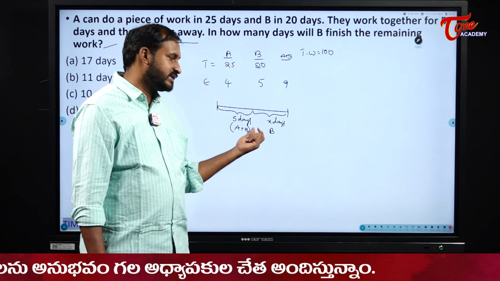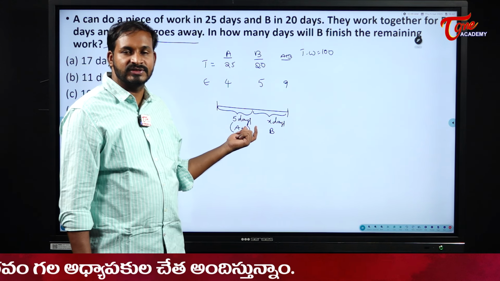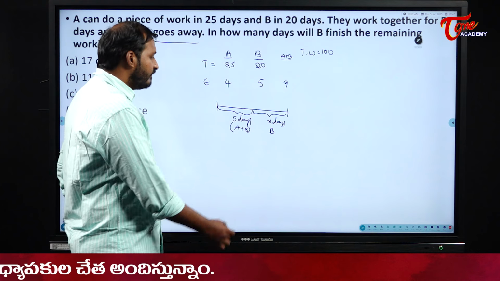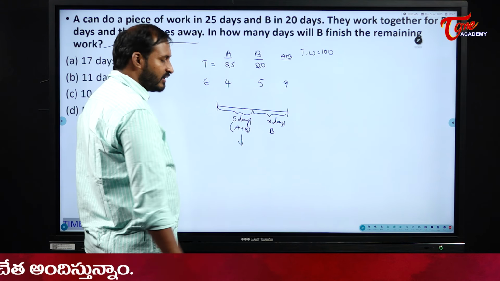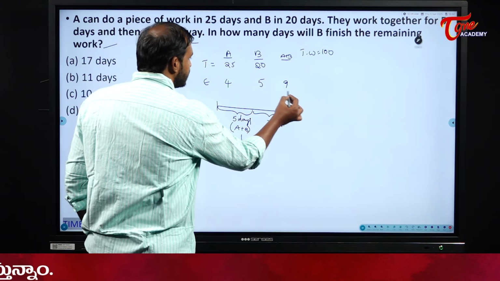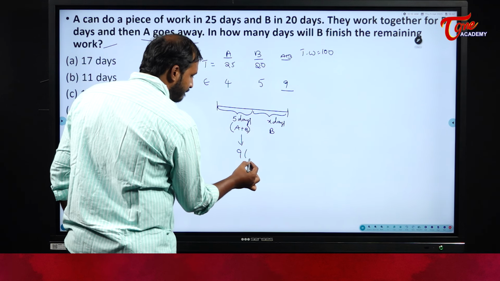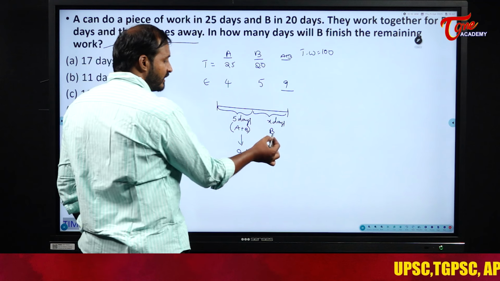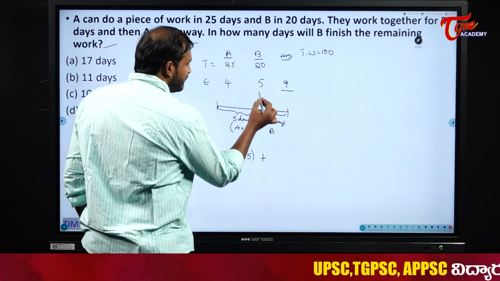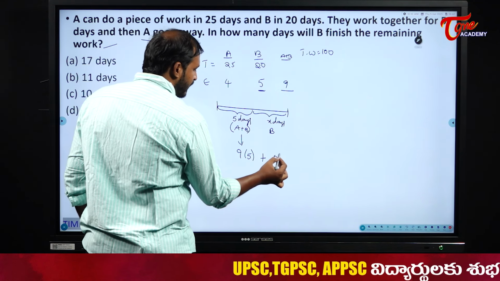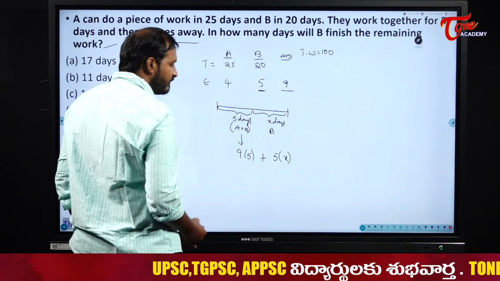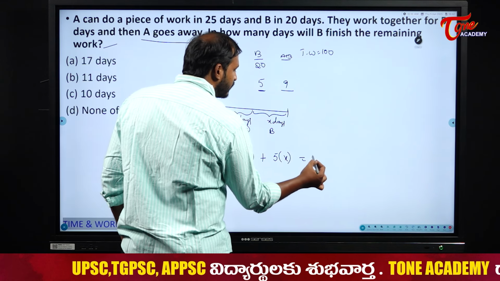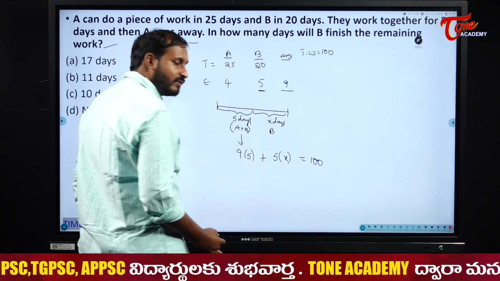So x days is B, and initially 5 days was worked by whom? A and B together. What is the work done by A and B together in 5 days? 9 into 5. Plus, what is the work done by B in x days? B's efficiency is 5. So 5 into x. That is equal to my total work 100.